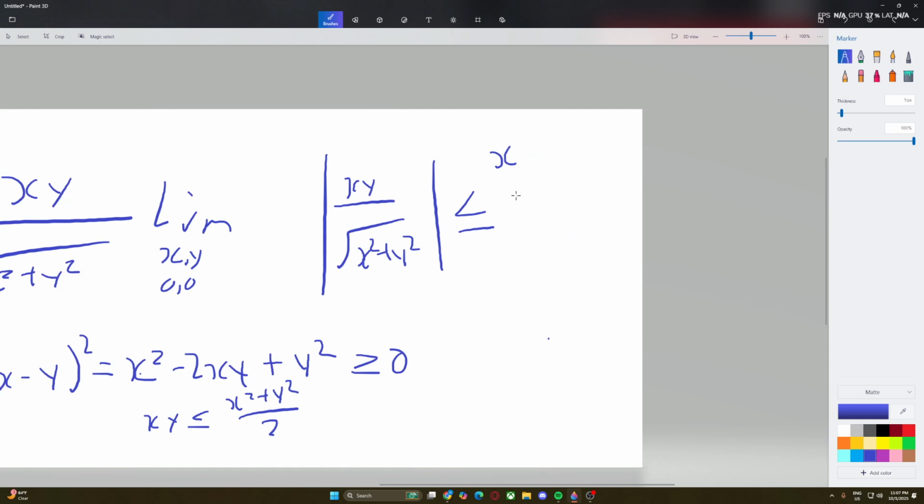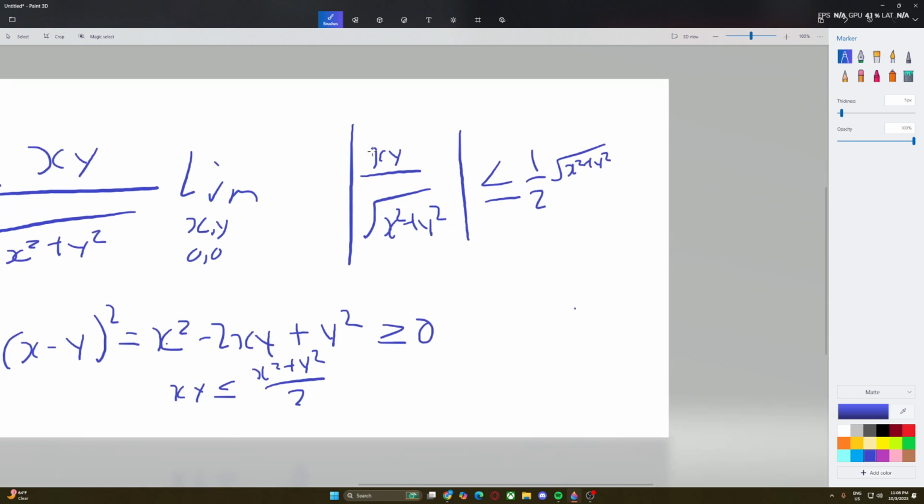And if we simplify it, we get 1/2 and then square root x squared plus y squared on the top instead of the bottom now. And the reason why we did the absolute value is so now we can do 1/2 root x squared plus y squared. And now we can squeeze this term. So this is negative squared plus y squared.